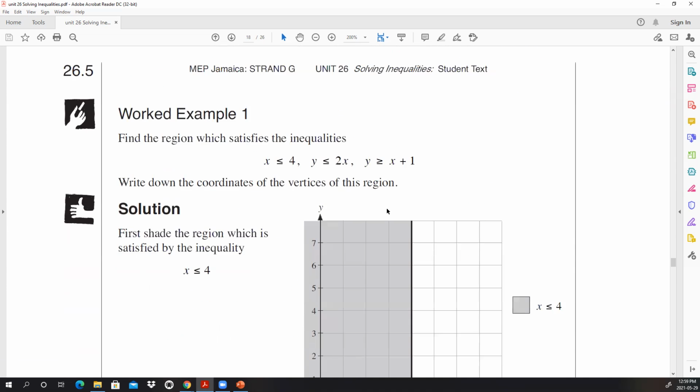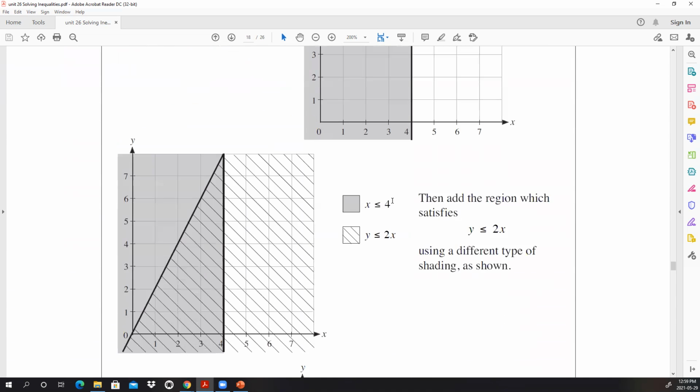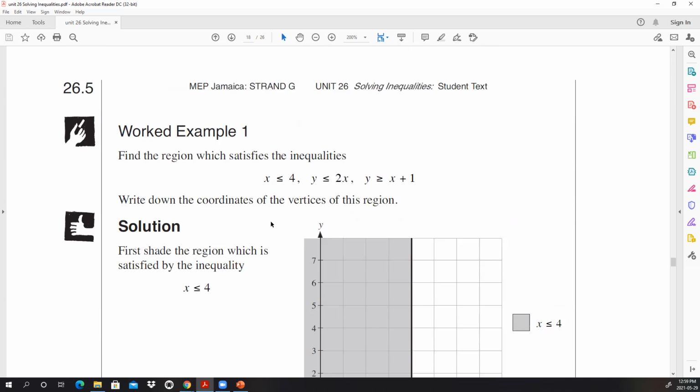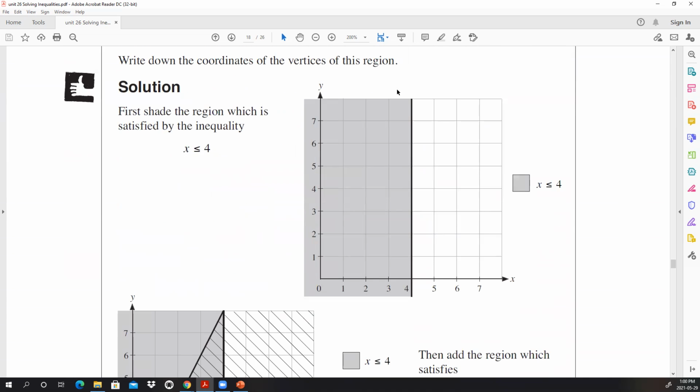And just quickly, oh, I like this. They actually broke it down here. So find a region which satisfies the inequalities: x is less than 4, y is less than or equal to 2x, and y is greater than x plus 1. So x is less than 4. I have 4, and x less than 4 is just to the left of 4, so everything to the left of 4.